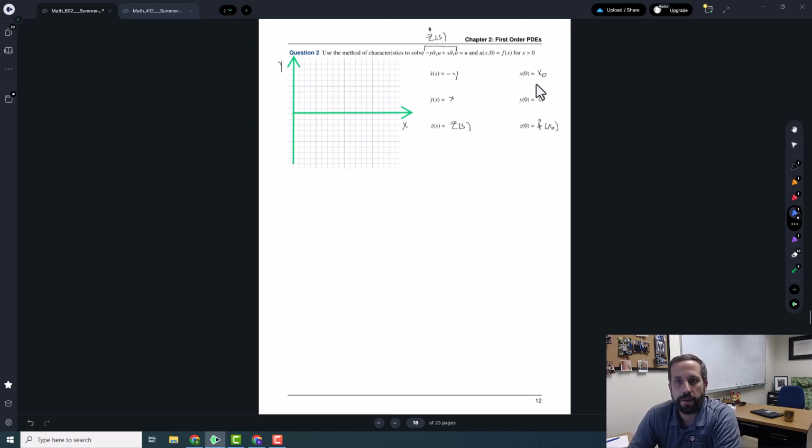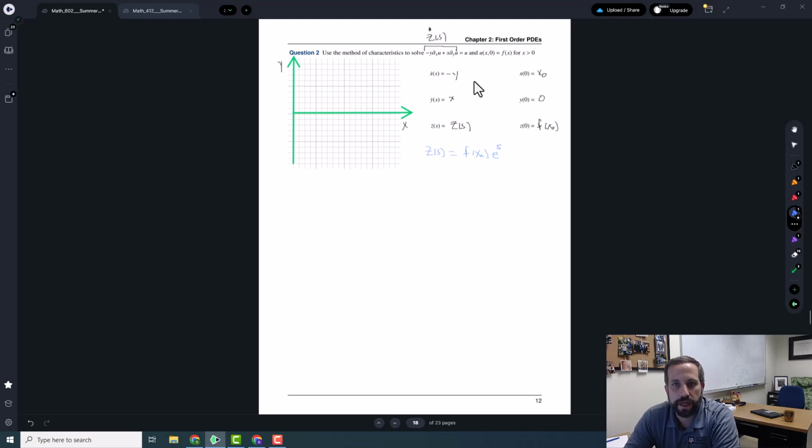All right, so now we want to actually solve these systems of equations. So z of s, notice z dot doesn't involve anything other than z, so it doesn't involve x and y. So I'm going to go ahead and solve that, because that one I can do pretty easily. z of s is equal to f of x naught times e to the s.